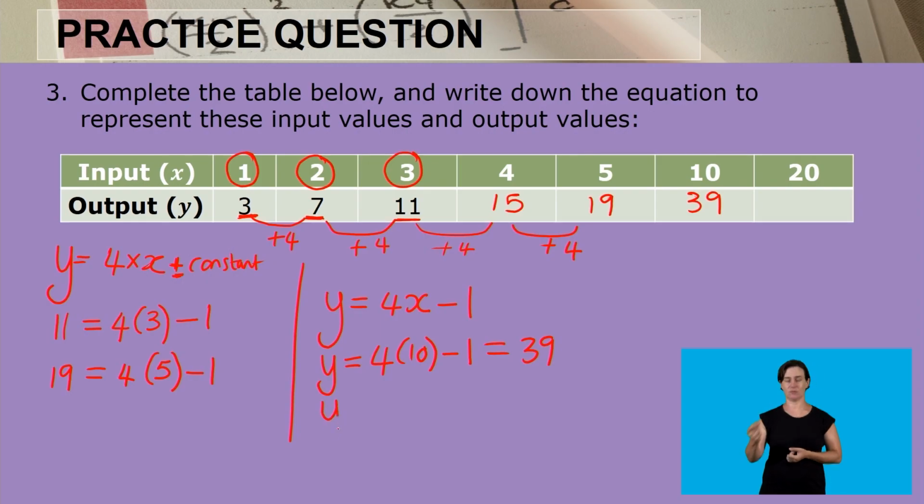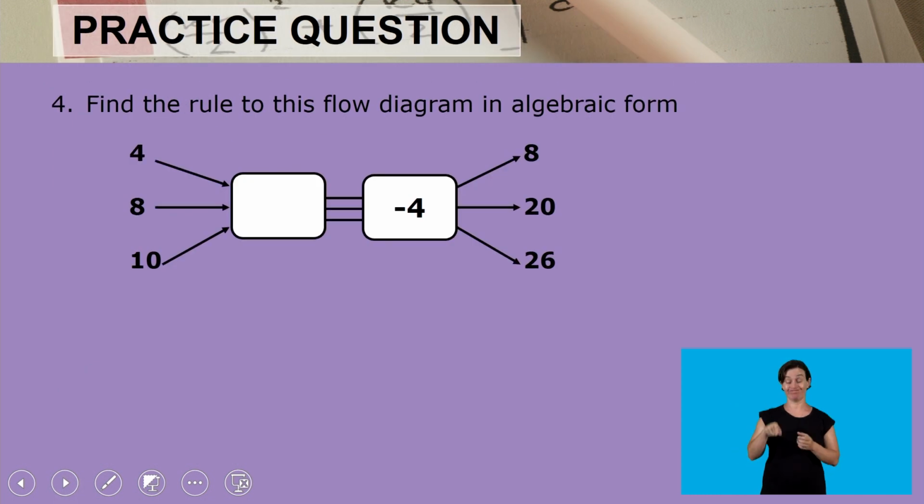Then again, we're going to do the same thing for the input value of 20. We're going to say 4 multiplied by 20 minus 1. And what answer do you get from there? You are correct if you got an answer of 79. So those are the values that were missing in our table. And of course, we could find some of them by noticing a pattern within those consecutive input values, and that helped us to get some of the output values in our table. That also helped us to get the rule for these numbers, and then we could fill out the rest of the table. Let's look at our last practice question.